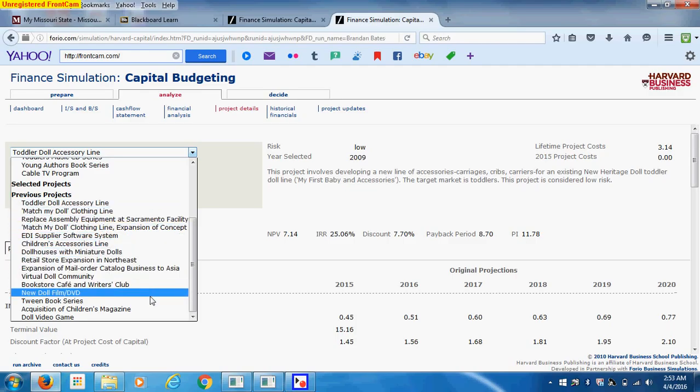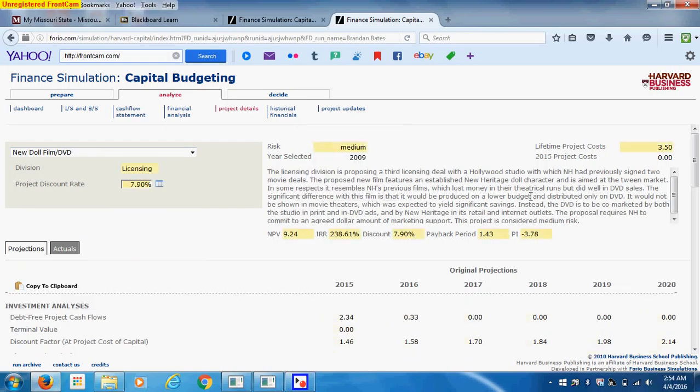Let's look at a licensing one. The one starting off is the new golf home, so we'll look at that. It has a lifetime project cost of $350, which is less than the NPV, and outstanding IRR, internal rate of revenue, at 0.61%, and a small payback period. All are the main factors in which I looked at.